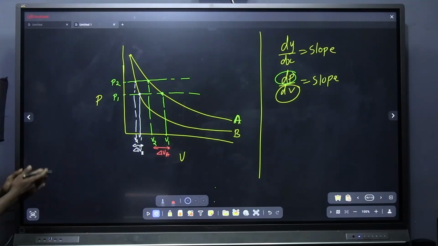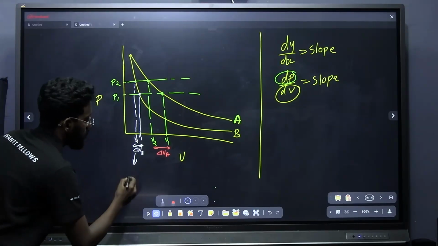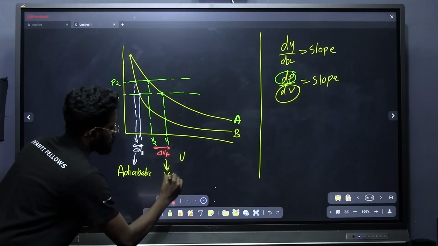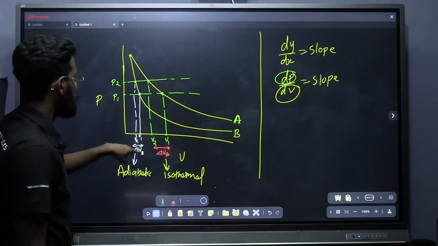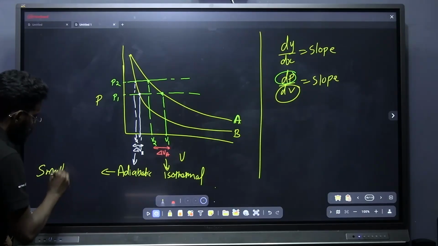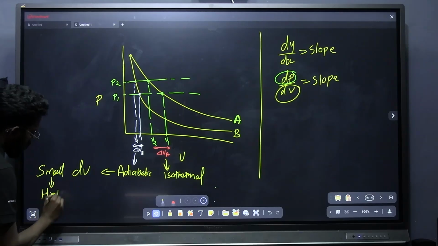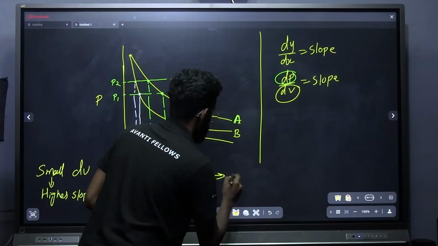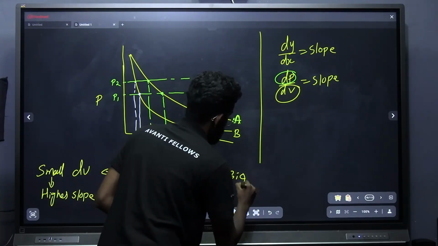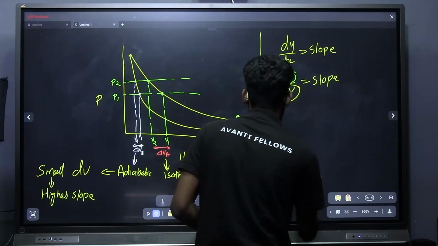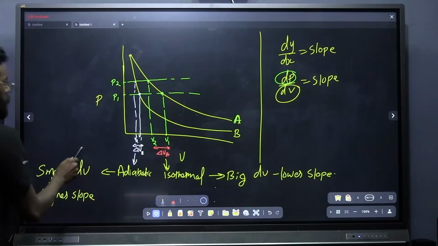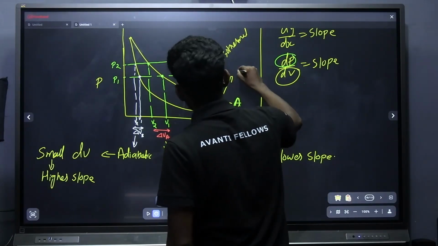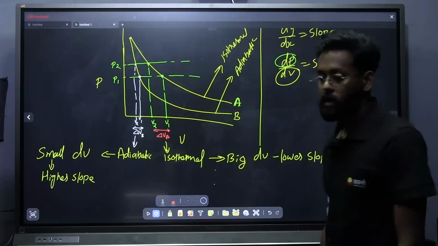Isothermal, exactly. So from this we can understand that B is adiabatic, and A is isothermal, because the lower the change in volume, small dV, the higher the slope. Isothermal: big dV and lower slope. Like this you can find out which is isothermal and which is adiabatic. So curve A is isothermal and curve B is adiabatic. Is it clear to everyone?